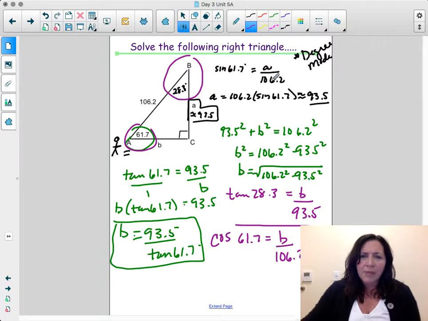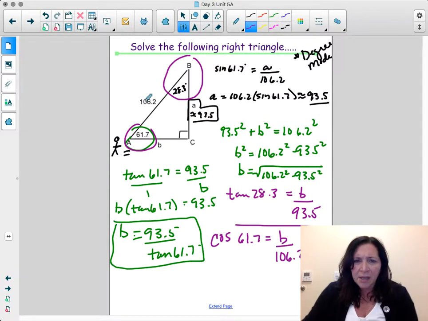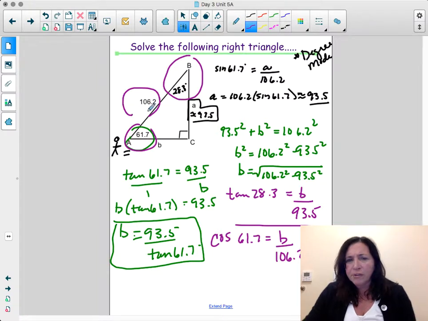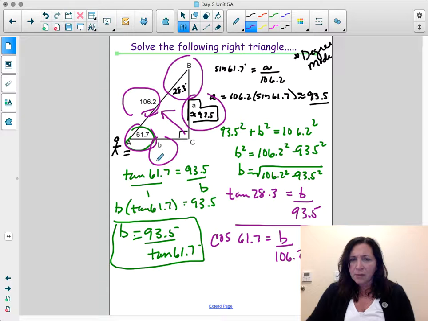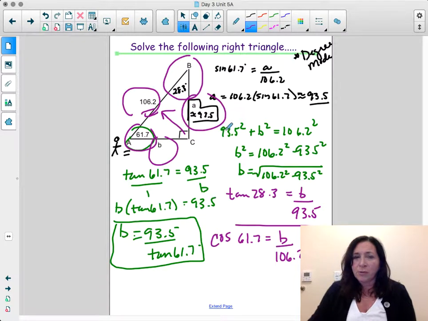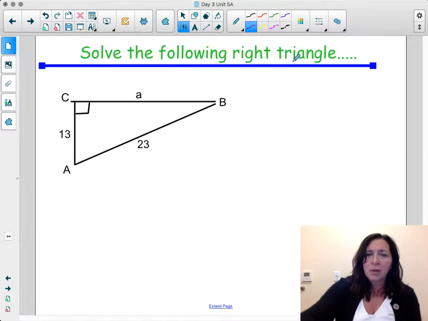Keep in mind that both A and B have to be smaller than 106.2, because the longest side has to be opposite the largest angle. And since 90 degrees is my largest angle, this has to be the largest side. So that means both A and B, whatever those are, have to be smaller than 106.2.